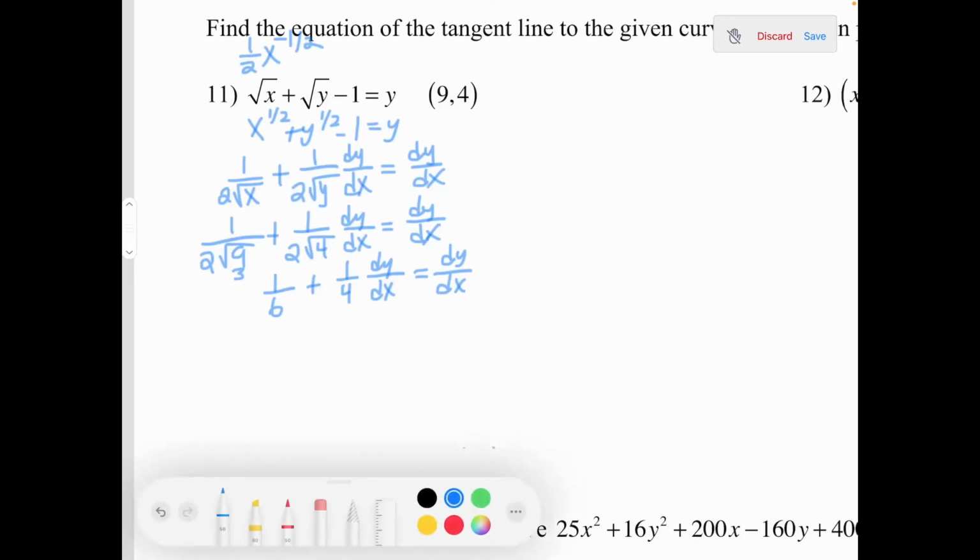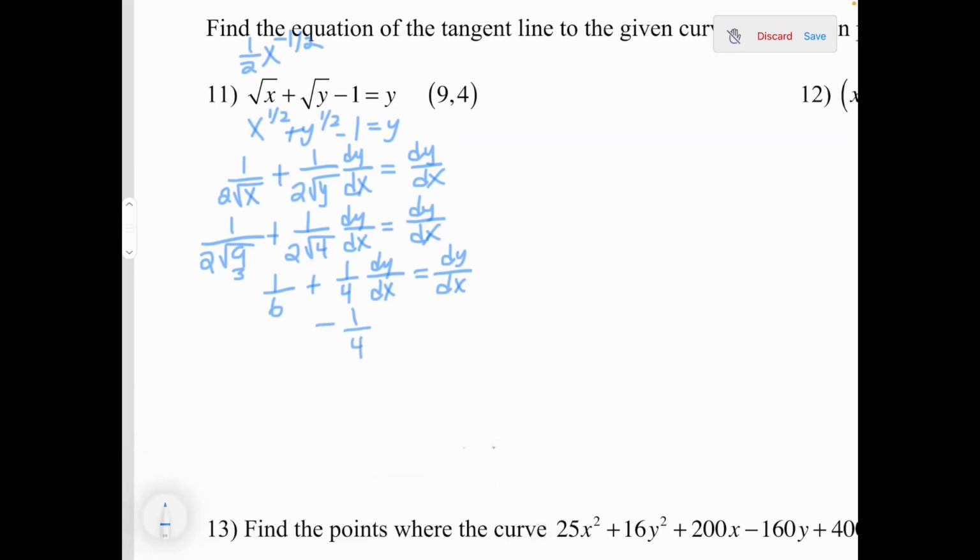Okay, several ways to solve this. One way is to just get all the dy/dx's on one side and combine them because they are like terms. So we end up with 1/6 is equal to, this is really 1 minus, these cancel out, and 1 minus 1/4 would be 3/4. If you had a whole and you took a fourth away, you had 3/4 left over.